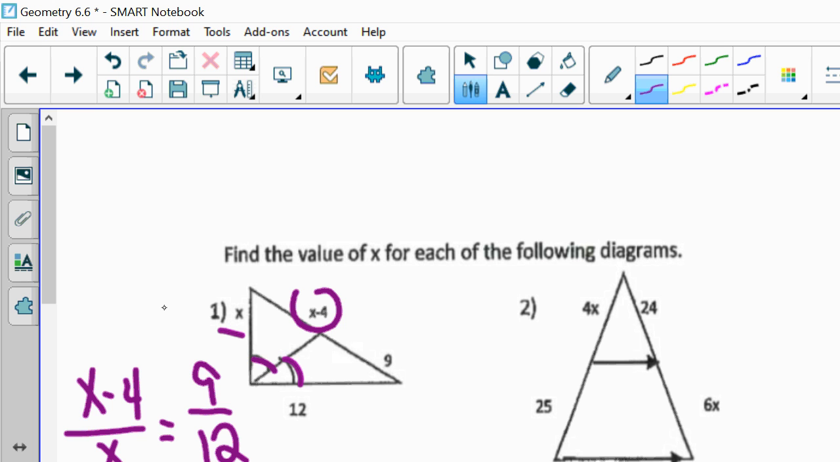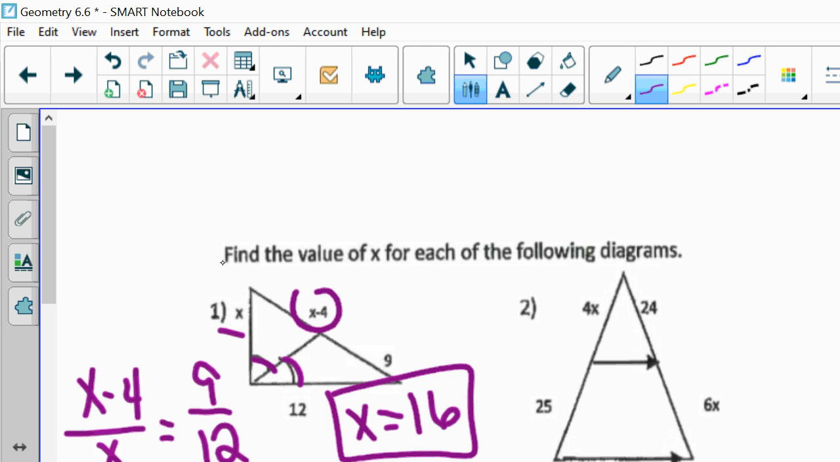I'm going to cross multiply. So 12 times x minus 4 equals 9x. I need to distribute, so I get 12x minus 48 equals 9x. We get all of my x's on the same side. I'm going to move my 12x over, so then I would get negative 48. 9 minus 12 is going to give me negative 3x. Divide, so negative 48 divided by negative 3, x is equal to positive 16.